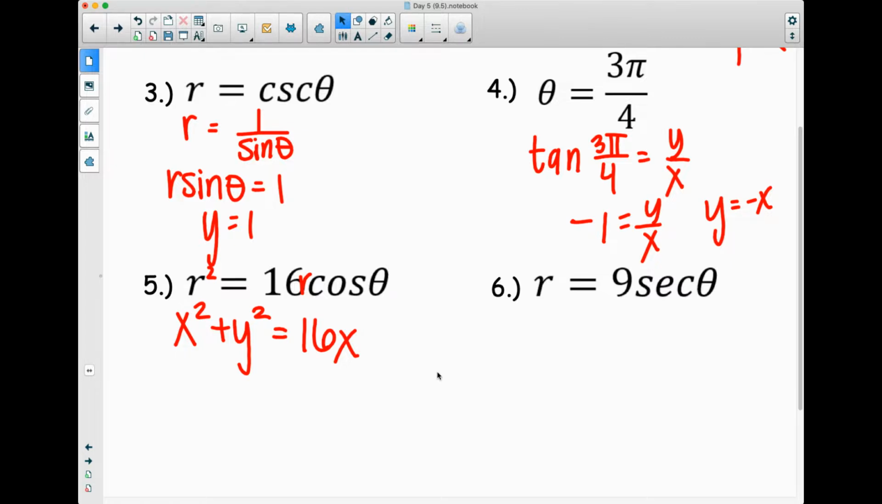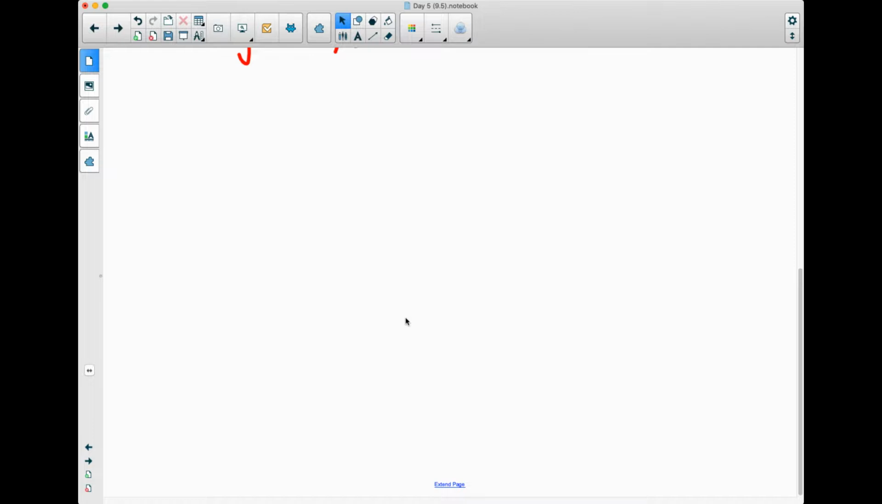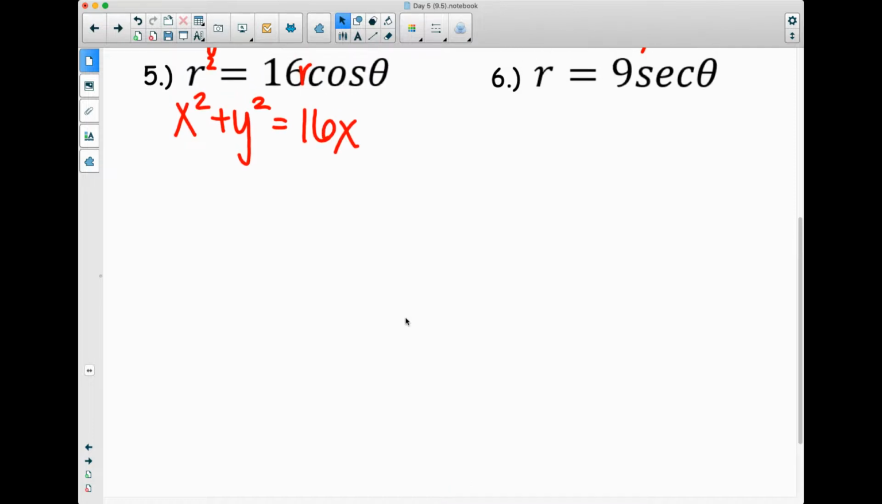we have not been dealing with equations that look like this. We have been completing the square. We're just going to do just that. So go ahead and move that 16x over and complete the square.